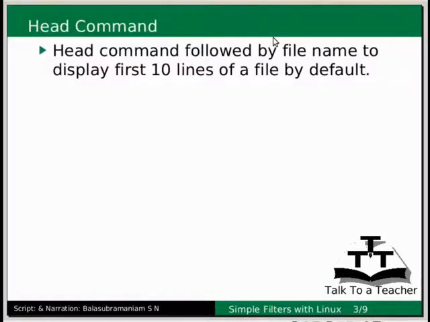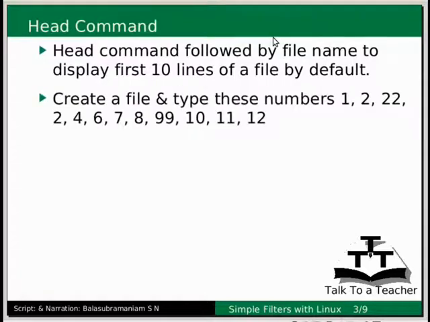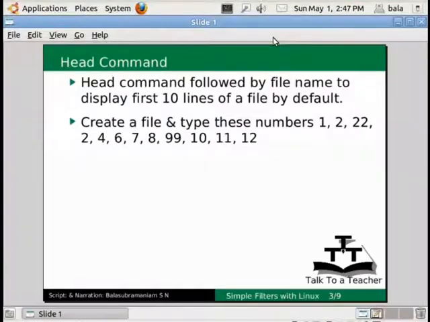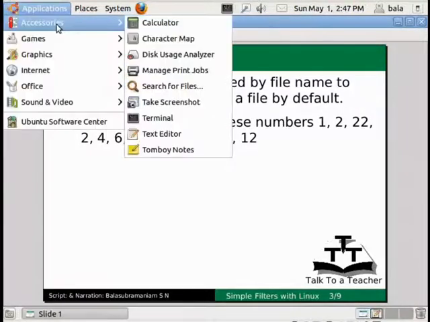We use the head command followed by an ASCII file name to display the first 10 lines of a file by default. Let us create a file. I am hitting on the escape key to show this practically. Go to Application, Accessories, Text Editor.